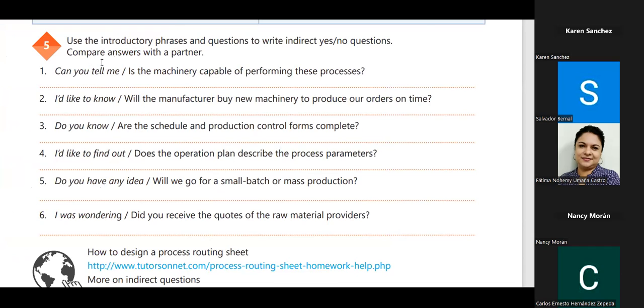Entonces, tenemos, can you tell me, que es la más común, la que podemos decirle a cualquier persona de cualquier rango, nivel, autoridad, lo que sea. Can you tell me? Ese es para extraños como para personas en puestos de respeto, ¿verdad? Sin embargo, existen otros auxiliares que nos dan todavía un poquito más de formalidad, como decir, could you tell me, ¿verdad? Or, would you tell me, ¿ok? Pero en general, can you tell me nos saca de cualquier apuro, ¿verdad?